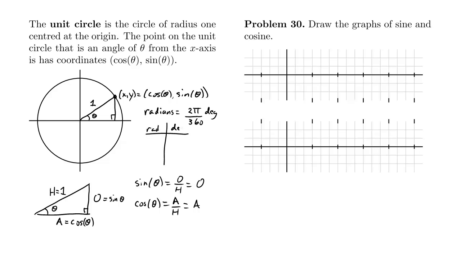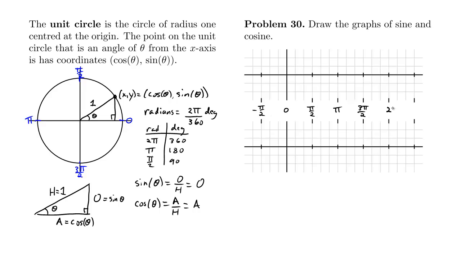So 360 degrees is 2 pi radians. 180 degrees is pi radians. 90 degrees is pi by 2 radians. 45 degrees is pi by 4 radians. And 30 degrees is pi by 6 radians. Whenever we put an angle into a trig function, we'll now assume that it is measured in radians. With this convention, let's plot sine and cosine.